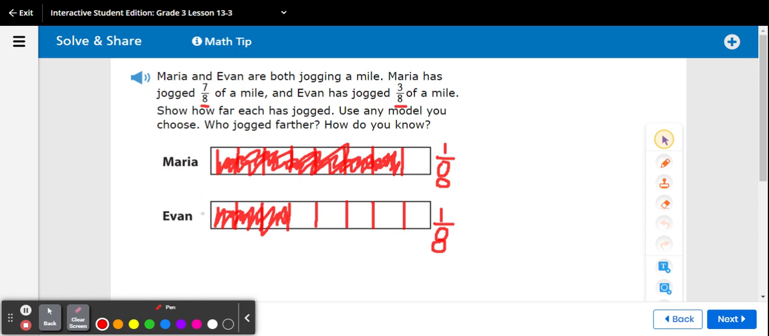So that's what we are going to be looking at. Having 7 of something is greater than only having 3 of the same something. So our denominators are not always going to be eighths, but they're going to be the same as each other.